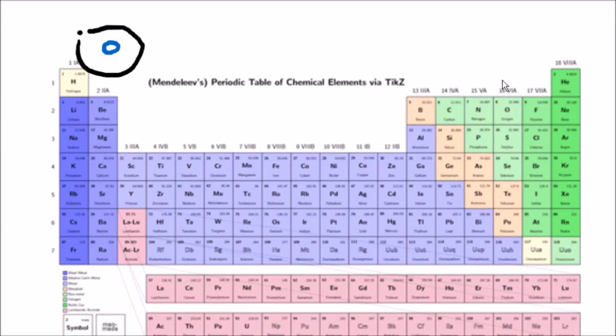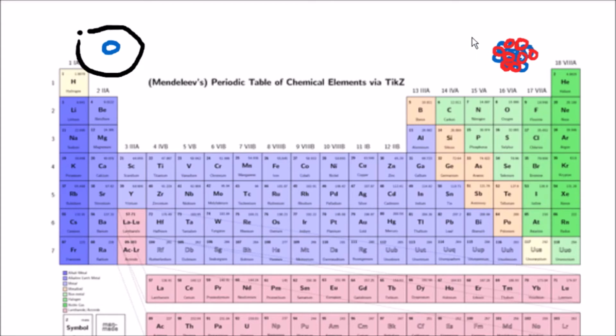Okay, now let's draw out our oxygen. Oxygen has 8 protons: 1, 2, 3, 4, 5, 6, 7, 8. And it also has 8 neutrons because it has a mass of approximately 16 AMU, atomic mass units. So 1, 2, 3, 4, 5, 6, 7, 8. Okay, that is our nucleus. Now let's draw out the electrons that orbit this nucleus.